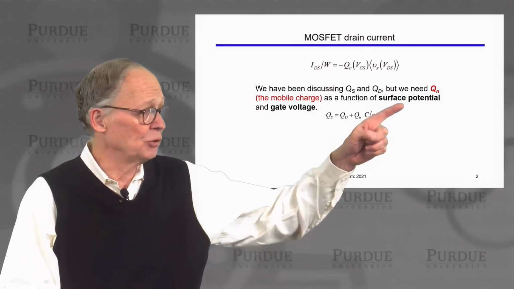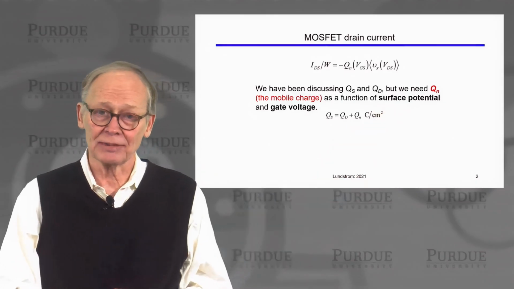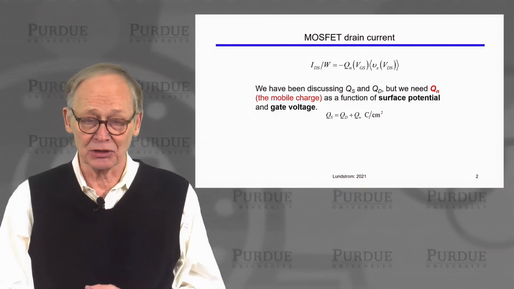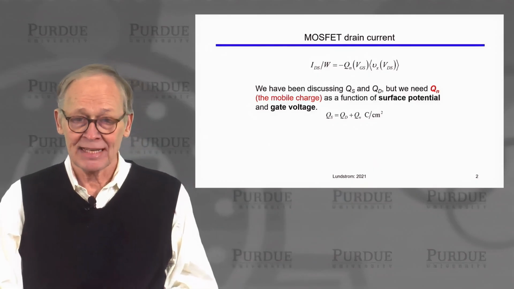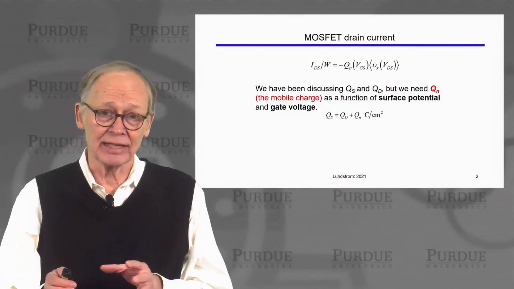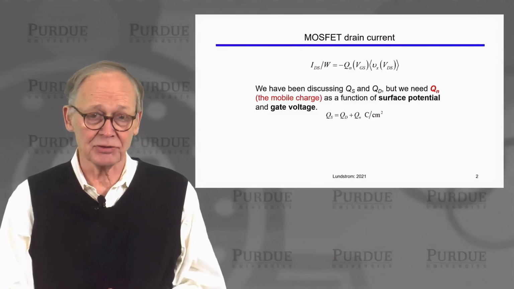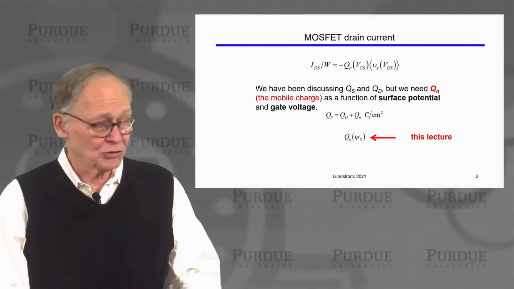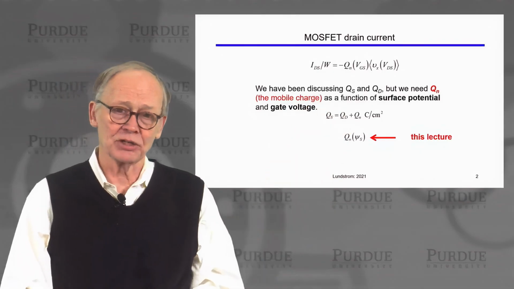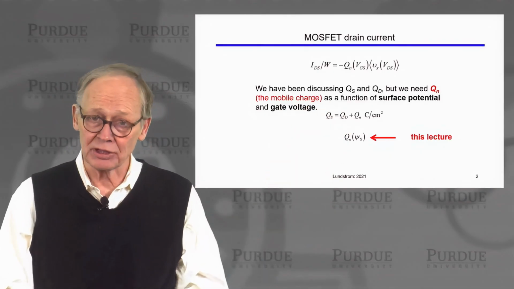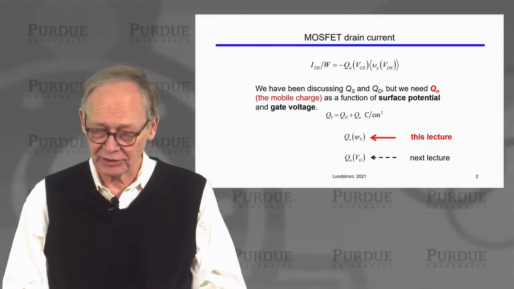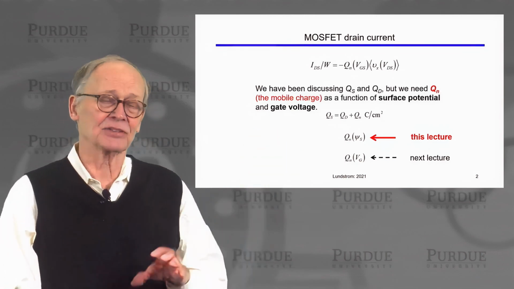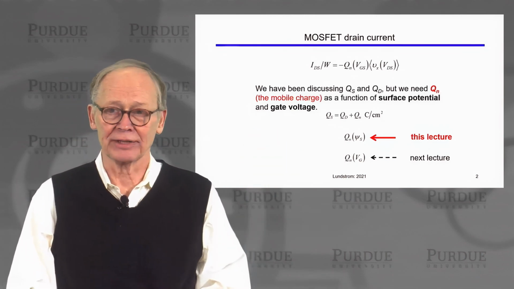But we need Q sub N for an N-channel MOSFET or Q sub P for a P-channel MOSFET, the mobile charge. And we need that eventually as a function of gate voltage, but first of all, let's understand it as a function of surface potential. So we'll talk about the mobile electron charge as a function of surface potential in this lecture, and in the next lecture, we'll relate that charge to the gate voltage.